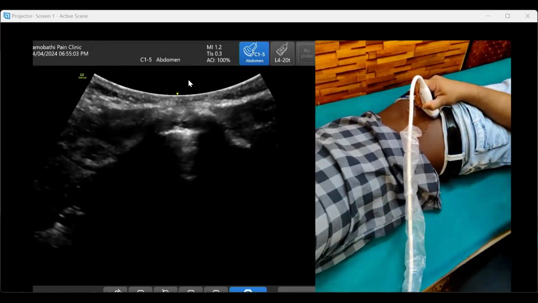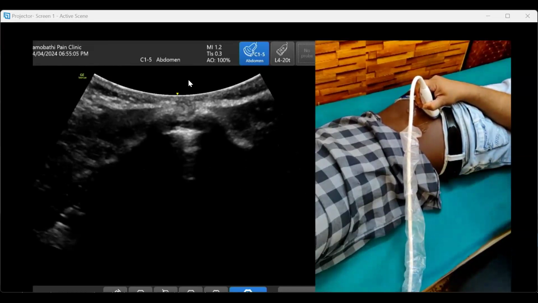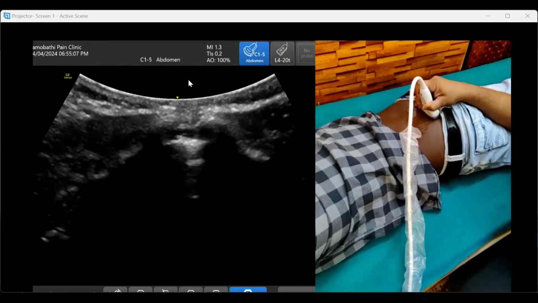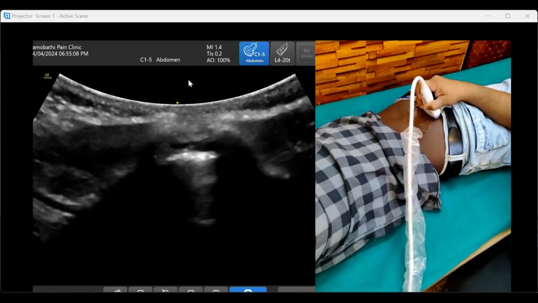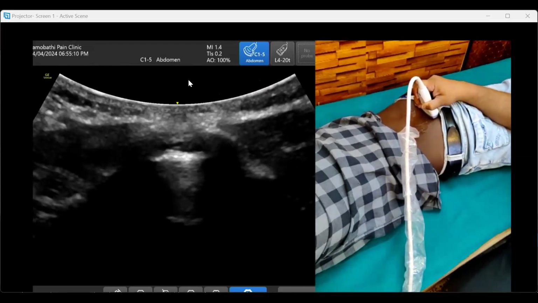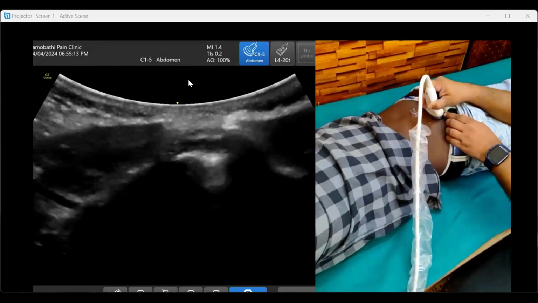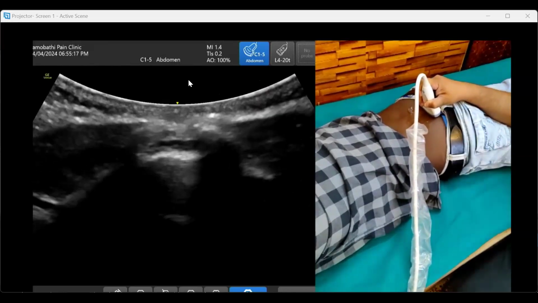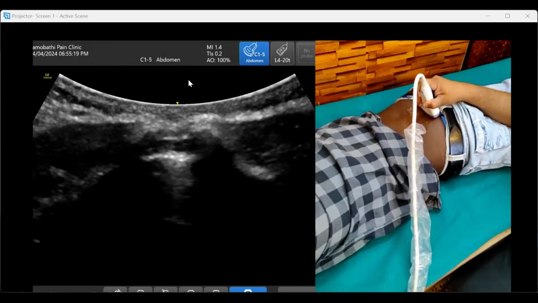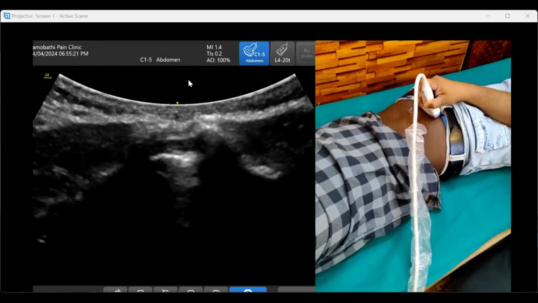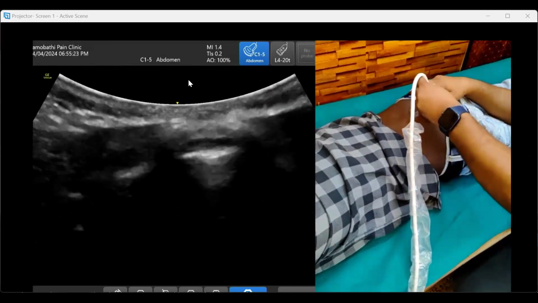Let us decrease the depth so that you can see the corners better. So we can see both the corners here, and that is the area where we have to perform the procedure. What we need to do is keep it at the center, and now we have to rotate the probe 90 degrees.